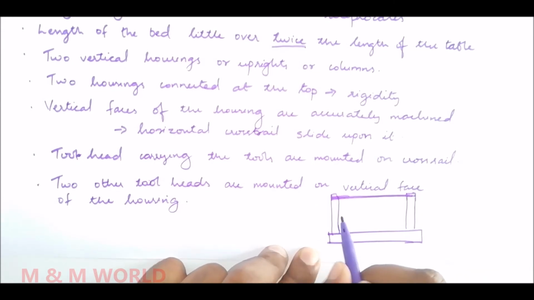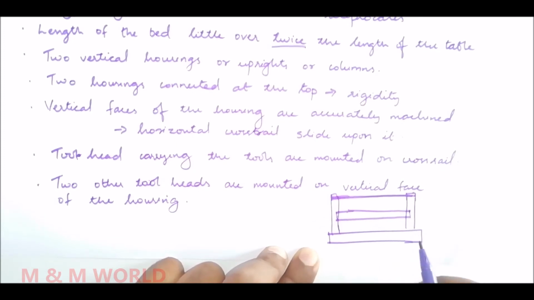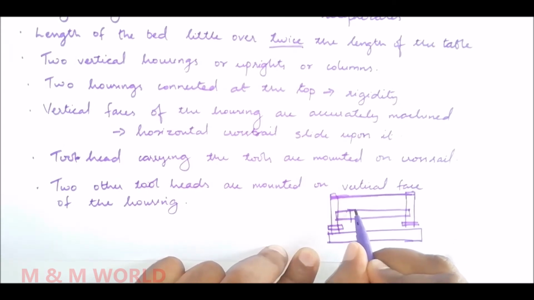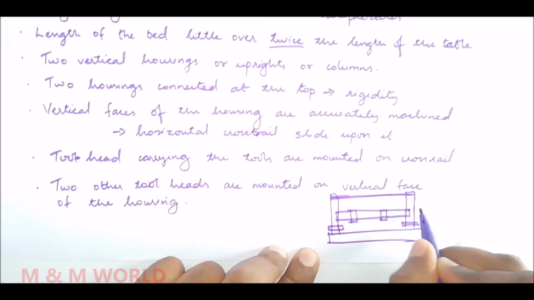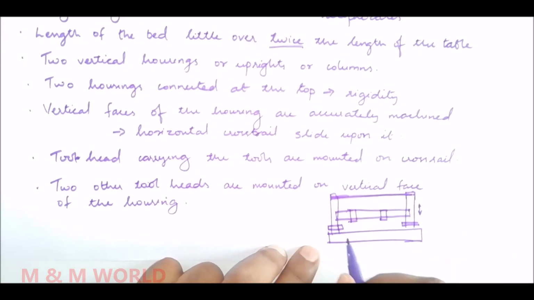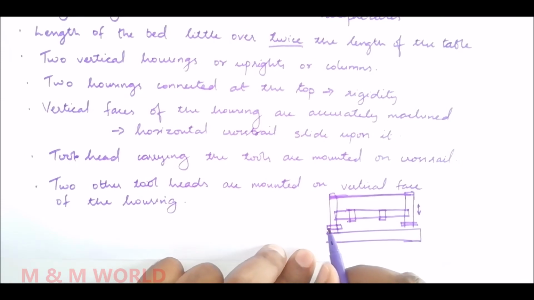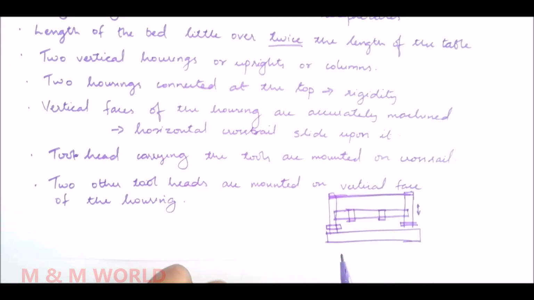This is the front face of the housing on which the cross rail will be attached. So this is the cross rail. Here we have a tool head, here we have a tool head, and on the cross rail also we have a tool head. The cross rail will be moving vertically, and the tool head on which the tool is attached can be moved vertically and horizontally. So the feed is being given. This is the figure of a double housing planer machine.